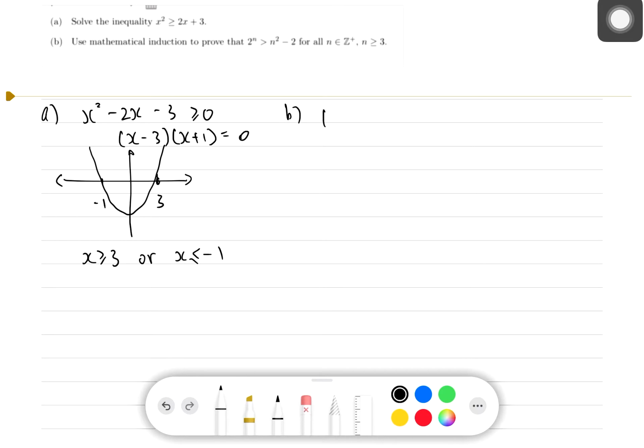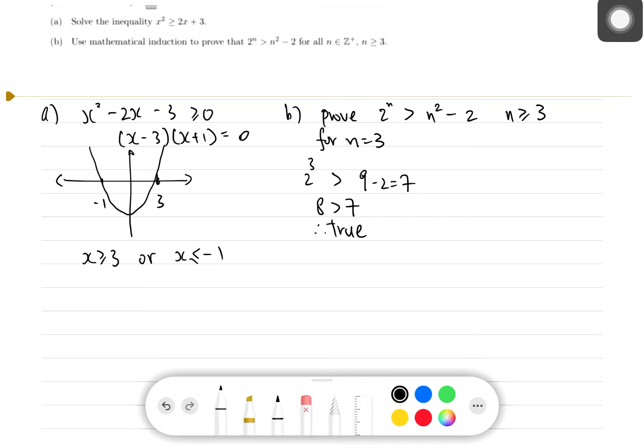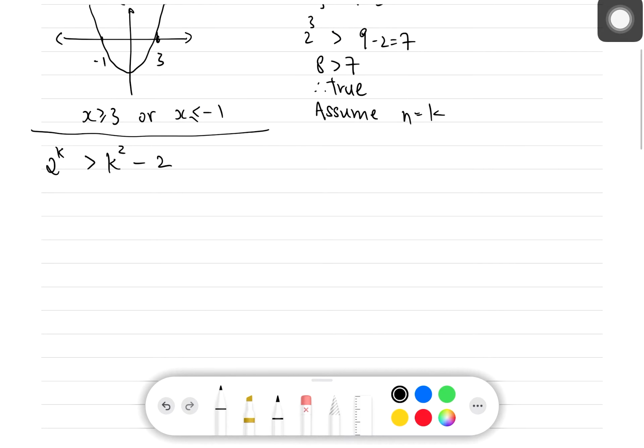What we want to do is prove that 2^n is greater than n squared minus 2 for n greater than or equal to 3. For n equals 3, we get that 2 cubed is greater than 9 minus 2, which is 7. 8 is greater than 7, therefore it's true. As per most induction questions, we now assume it is true for n equals k. In other words, 2^k is greater than k squared minus 2. We will now consider the case where n is k plus 1.